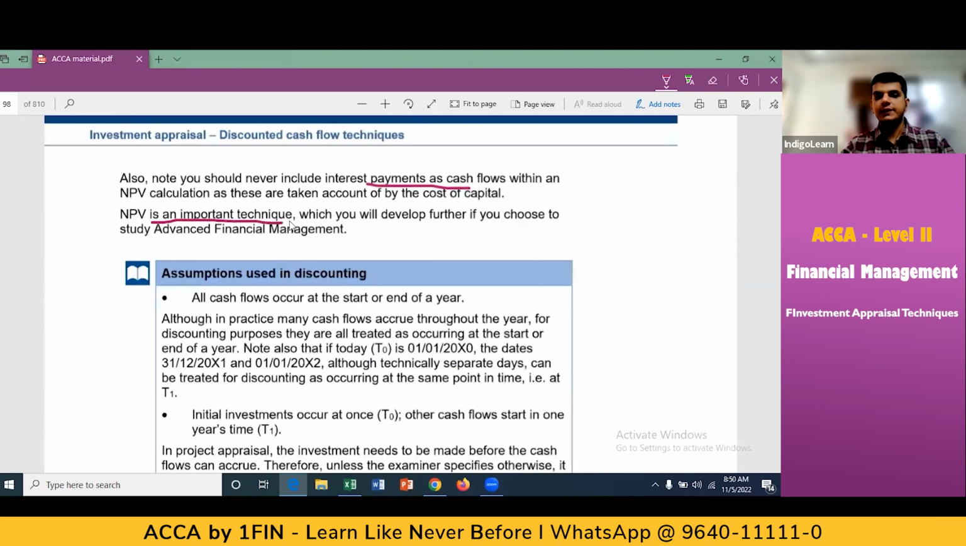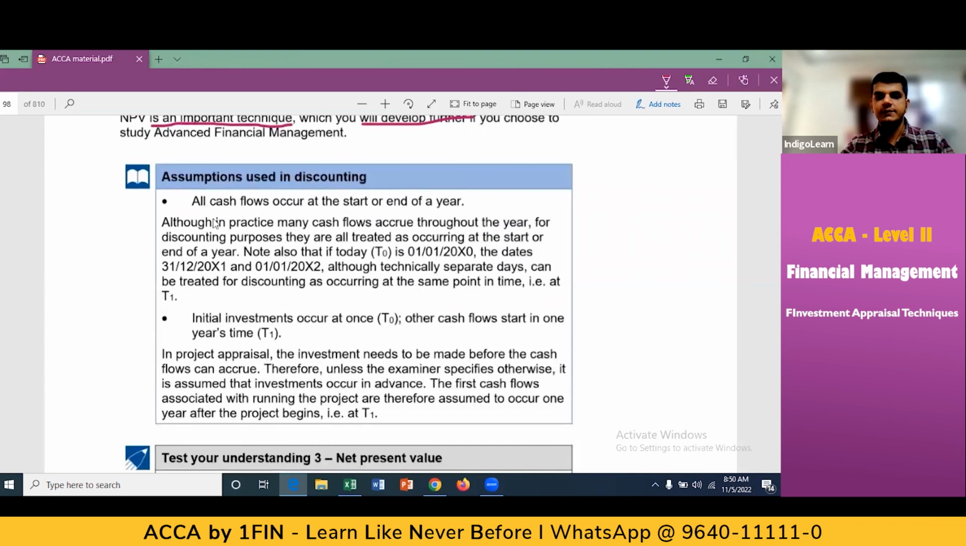NPV is an important technique which you will develop further if you choose advanced management. That is not the issue. So assumptions: all cash flows occur at year start or end, what we have discussed, and the initial investment occurs at once, that is T0. Other cash flows start in 1 year's time, that is T1.